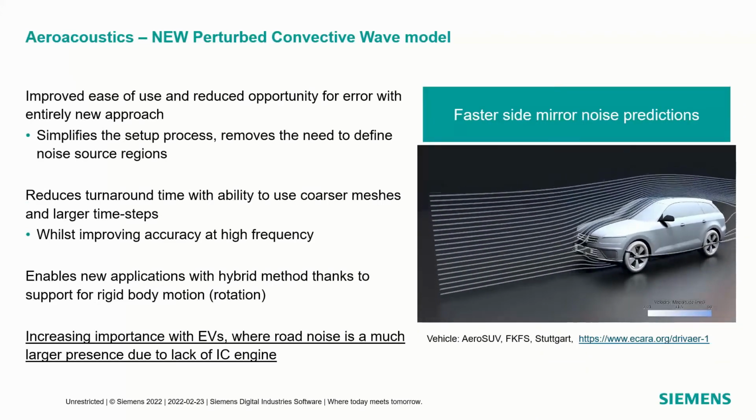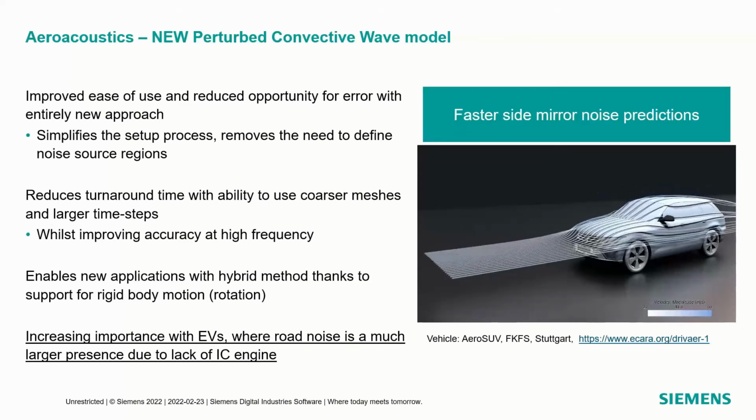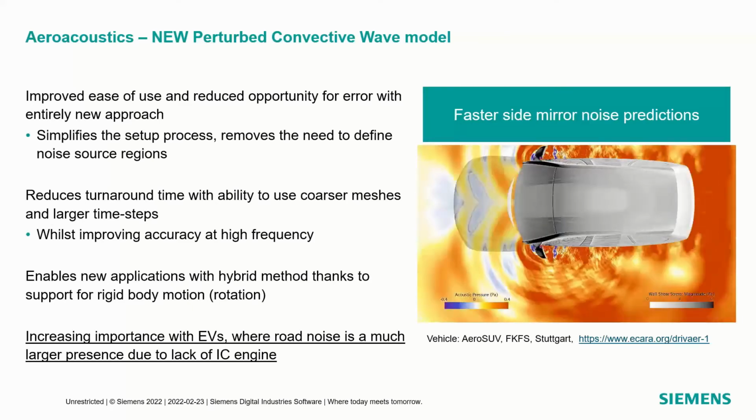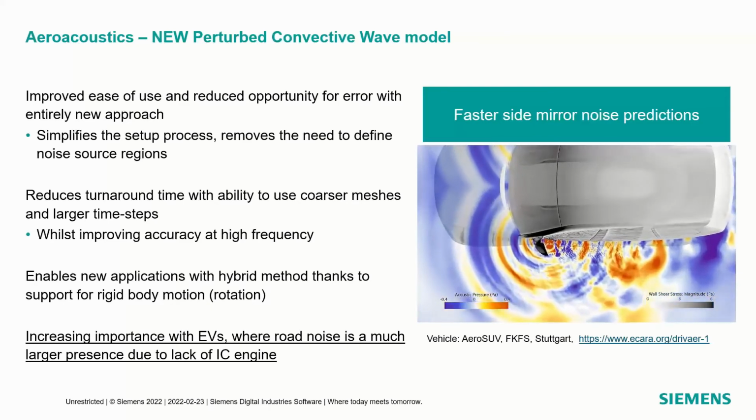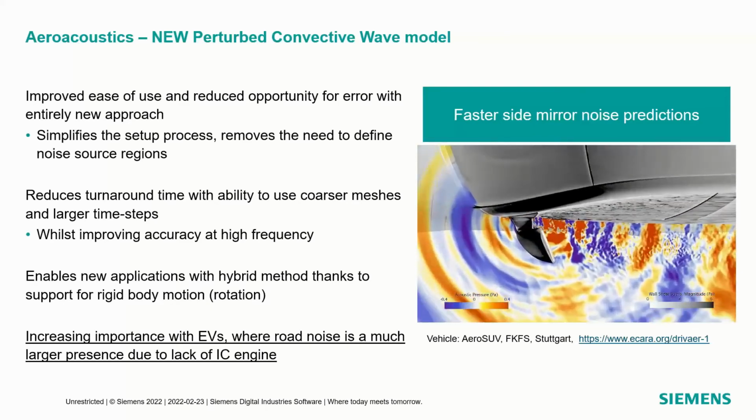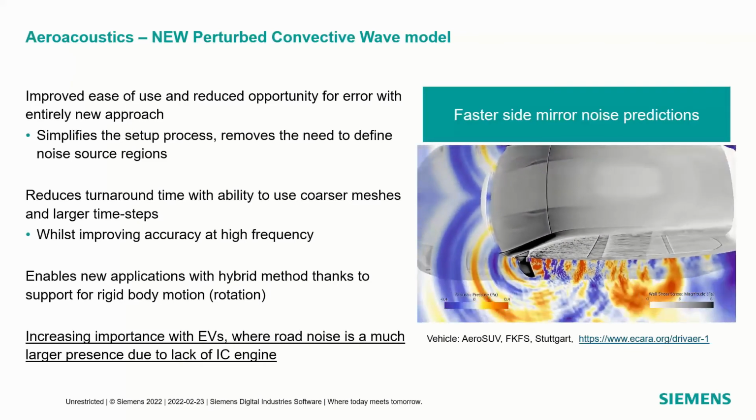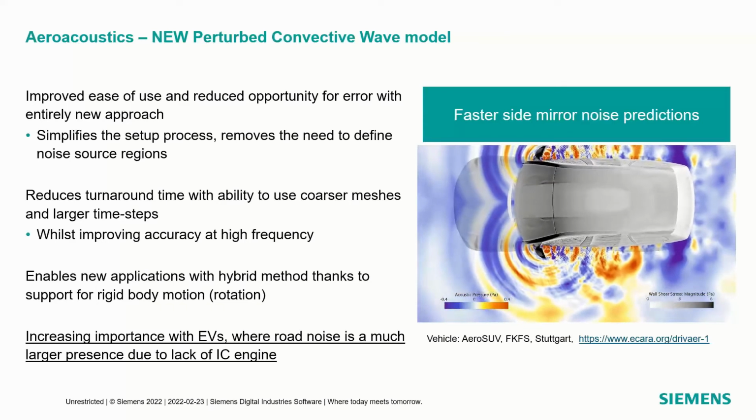Okay, so the next thing is an improvement for aeroacoustics. Siemens has rolled out a new perturbed convective wave model, and basically what this is used for is short distance aeroacoustics simulations. In this situation, it's where noise from a side view mirror is reaching someone in the driver's seat. The improvement here is that it reduces the simulation time and allows you to use a coarser mesh and larger time steps. And then it also has improved accuracy in the high frequency range.